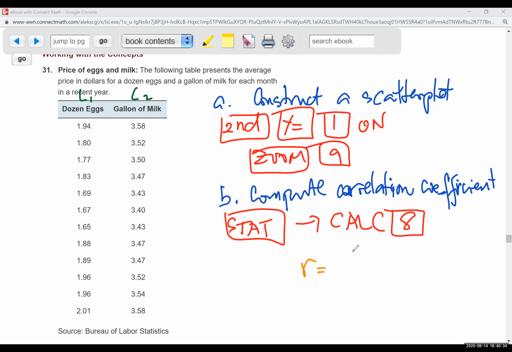What is your answer? r equals 0.845. Yes. Very good. So that is correct. So use 3 decimals. So r is 0.845. Okay, so since this is positive, yes, that's correct. Your scatter plot should be positive.